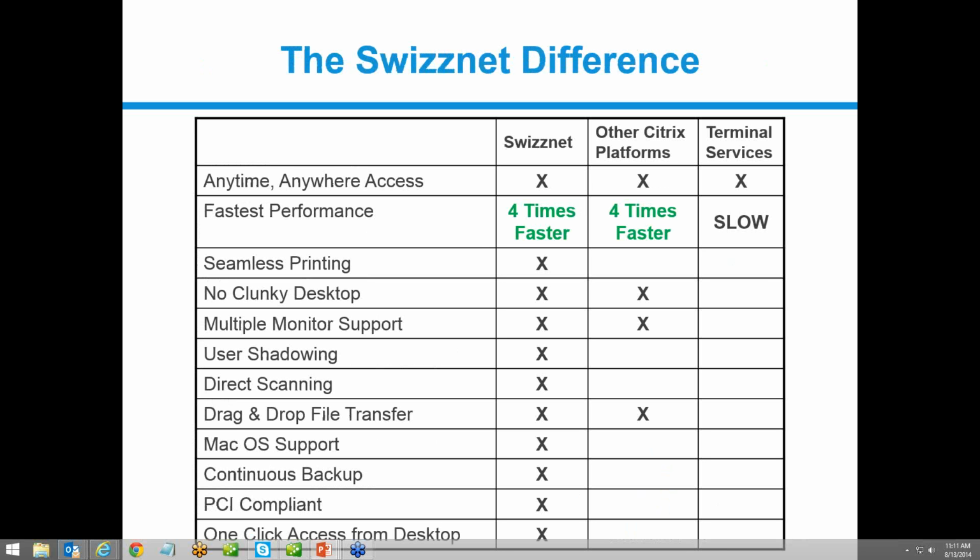So to recap some of that Swizznet difference, we do offer the anytime, anywhere access, but we do it at a faster connection because we do use Citrix as our platform. We also have seamless printing, so all your printing is done as you're normally used to. Again, we have that unlimited data storage, so storage not only for your QuickBooks files, but your Word files, Excel files, any documents that you want to access from other locations and have backed up every 30 minutes. We do support our Mac users, we are PCI compliant, and we also offer one-click access for your QuickBooks from your desktop.